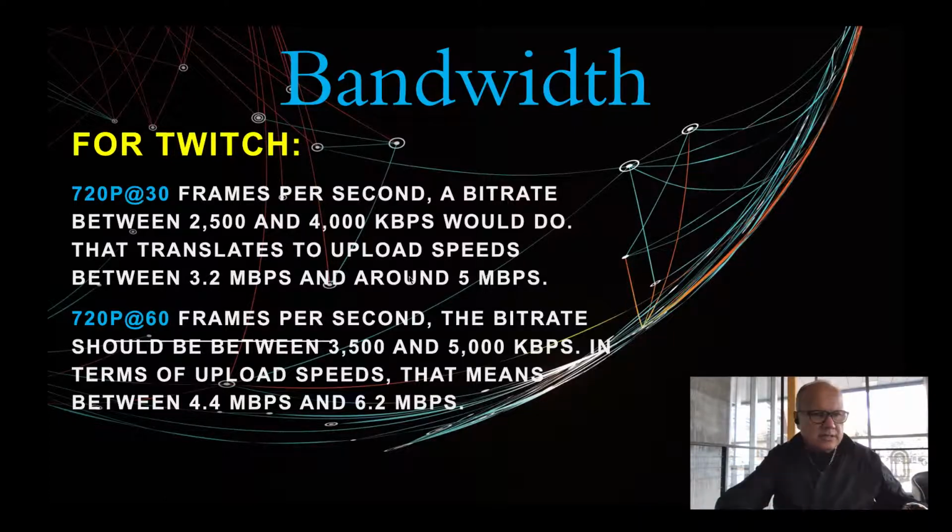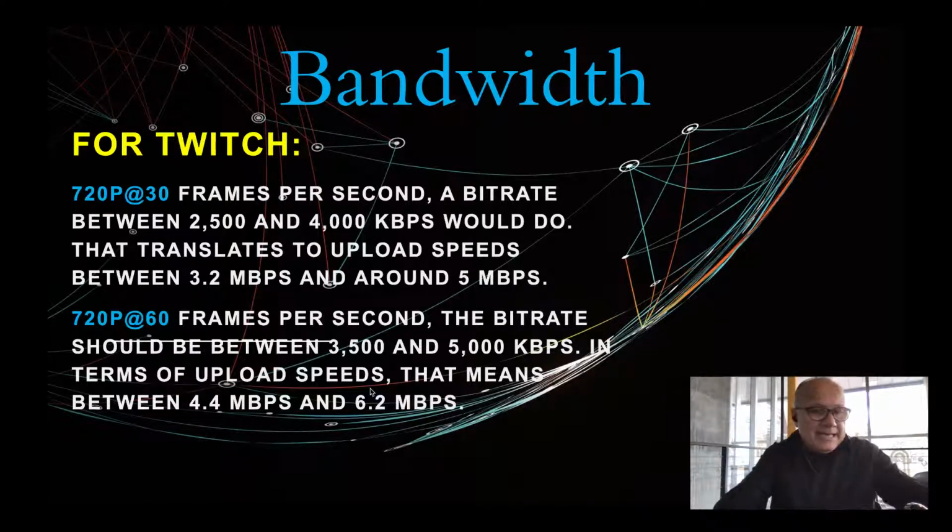Now take a look at the numbers down here. 720, you see right there, 720 at 60 frames per second. The bit rate should be between 3,500 and 5,000. It's a lot more than 30 frames per second. So what that means is that now I need to have between 4.4 megabits per second and 6.2 megabits per second to be able to have a nice stream for Twitch.